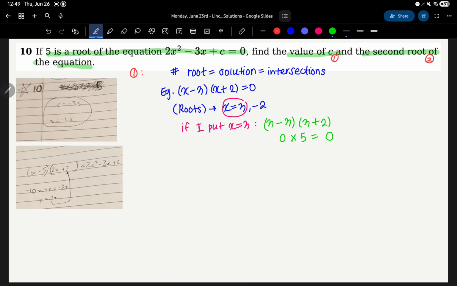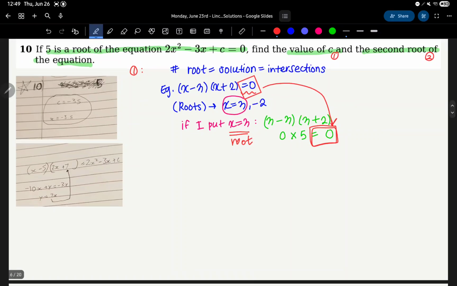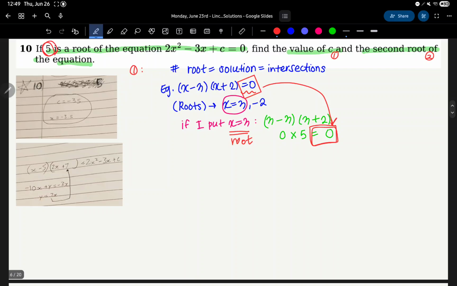So what is it telling us? Originally, we had the equation set up to be equal to 0, yes? And when we put the roots back into the original equation, what do we get? We get it equal to 0. This happens for any root out there. Any root of an equation, if we put the root into the equation, we get 0. So we're going to use that information here. It says 5 is a root of this equation. So what do we do?